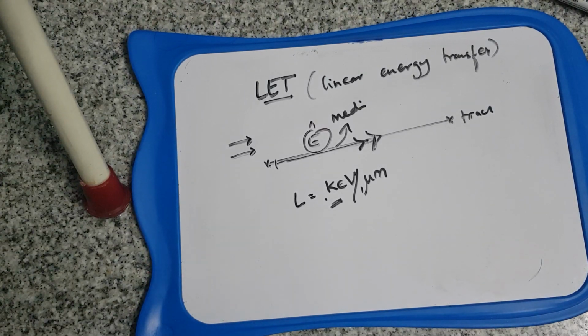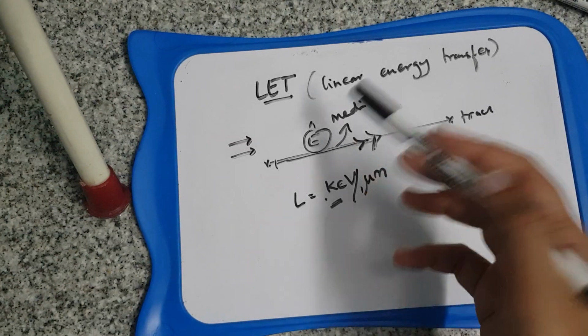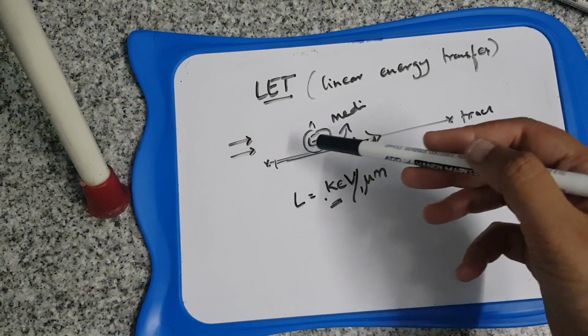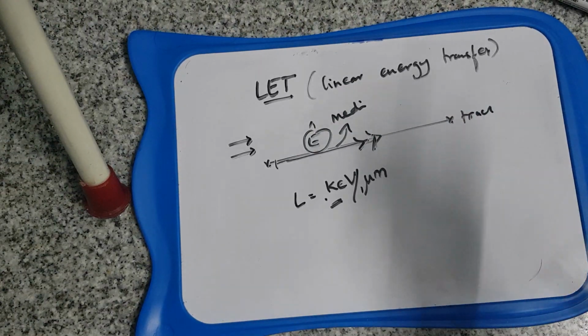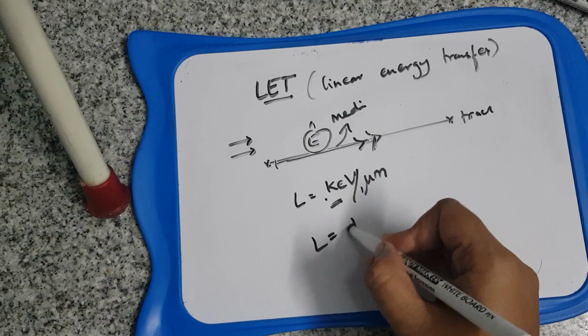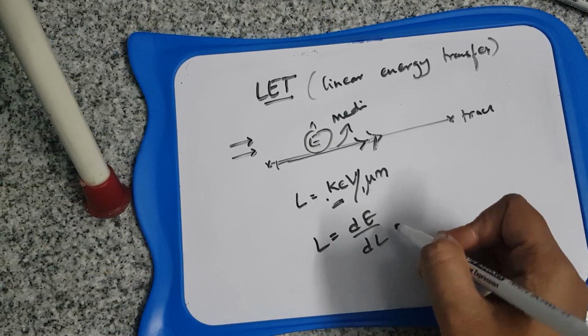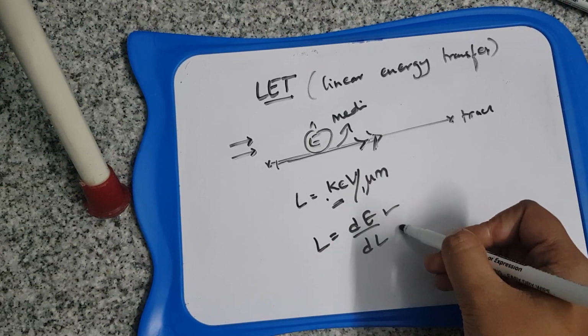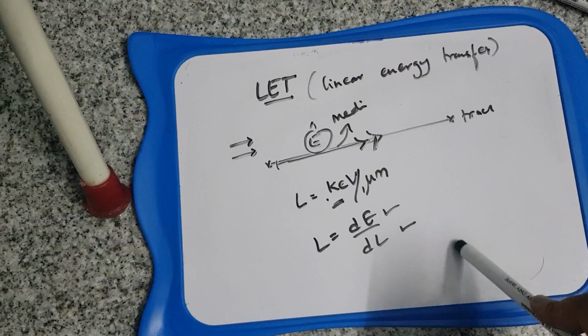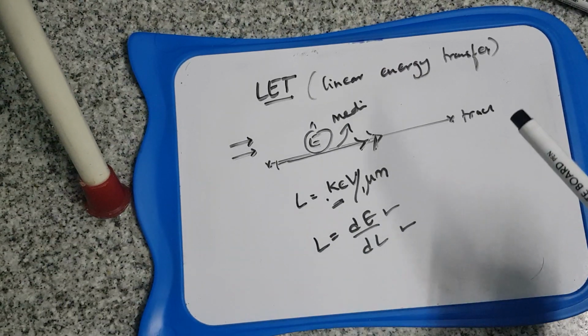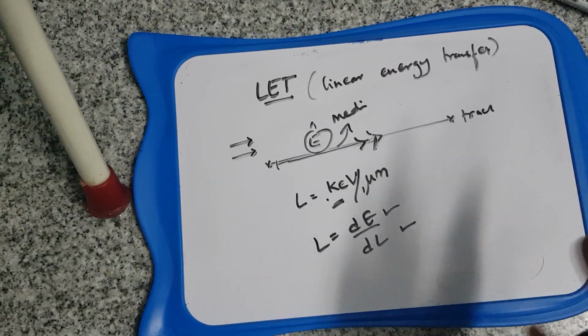So that's the linear energy transfer. It's usually for charged particles, and what is transferred to the medium is what is calculated. The formula for this is L equals dE by dL, that's the change of energy over the length. So LET is an average quantity because at the microscopic level the energy per unit length of track varies over a wide range.